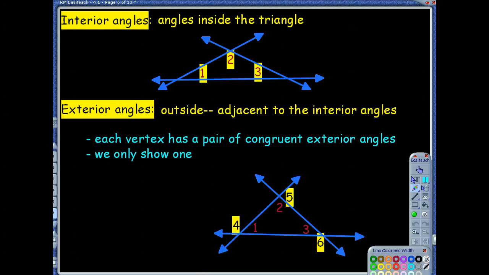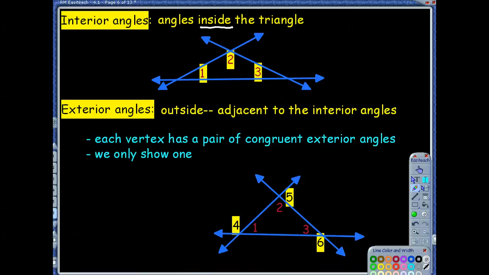You weren't kidding, Mrs. Palermo. All right. Interior angles. Those are going to be angles that are inside the triangle. That makes sense. Usually most of us understand the idea of interior angles. There, of course, will be 3 interior angles in every triangle.